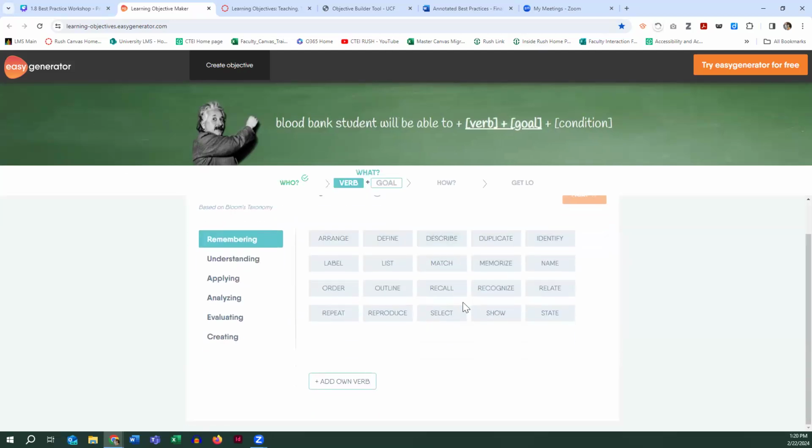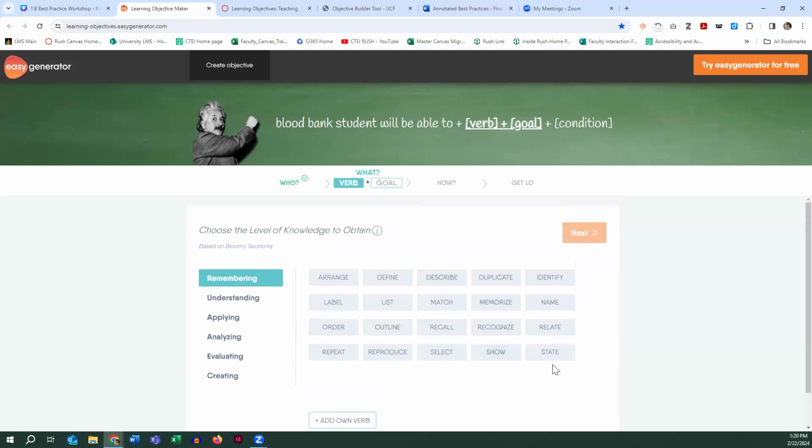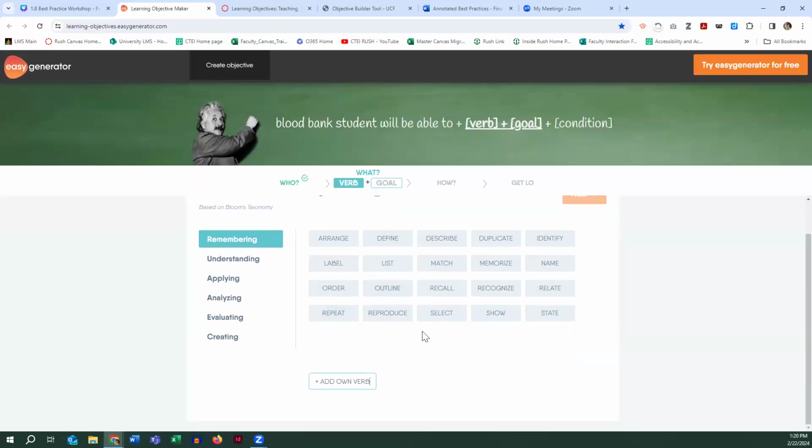Let's go to next. So now we can choose the level of knowledge according to these different cognitive domains, which are based on Bloom's taxonomy, which we won't have time to go into in detail. What's the level of the student? Are these first-year students? No, they're graduate. They're post-baccalaureate, so they've already got a bachelor's degree. So this is kind of a graduate level.